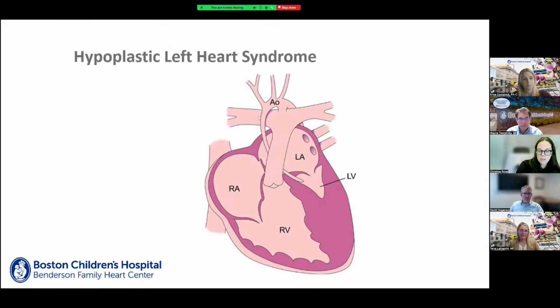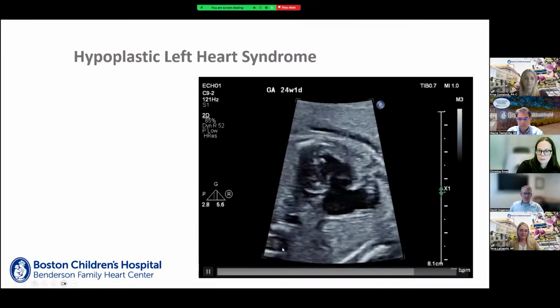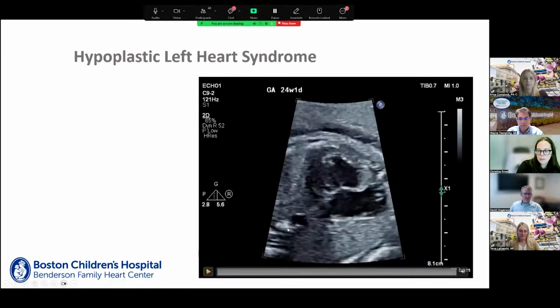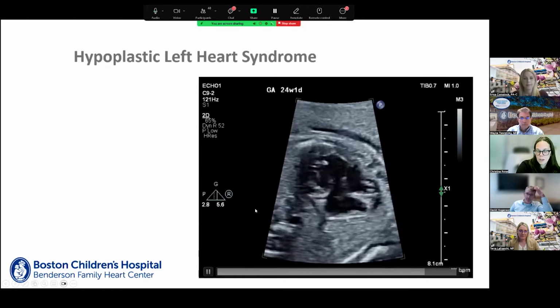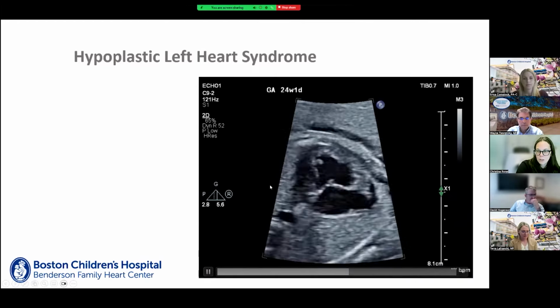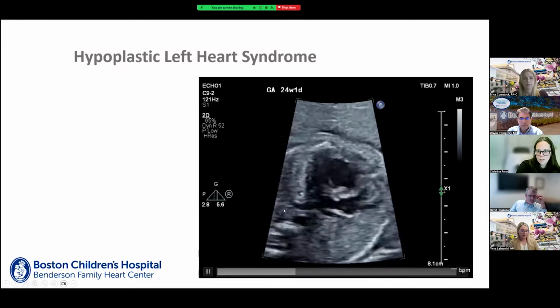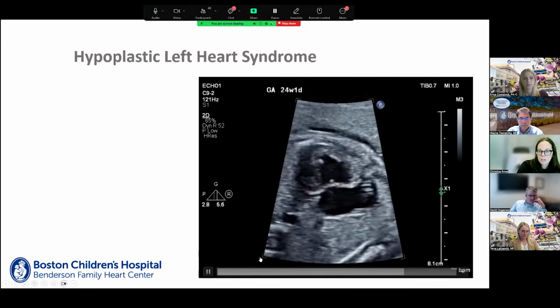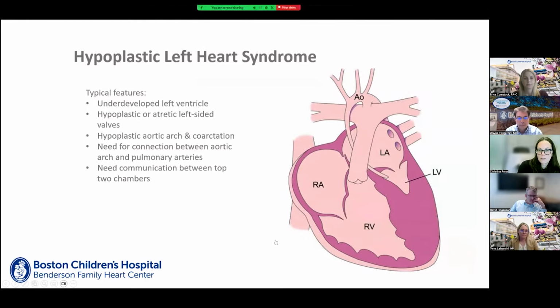And the right side of the heart is usually formed with a good-sized right ventricle, a good-sized tricuspid valve, and pulmonary artery. This is what a fetal echo often looks like. Essentially all you're seeing here is a right ventricle, and the left ventricle is very diminutive on this side. So as we talked about, it's usually an underdeveloped left ventricle with a hypoplastic or atretic left-sided valve, hypoplastic aortic arch and narrowing, which is another word for coarctation.